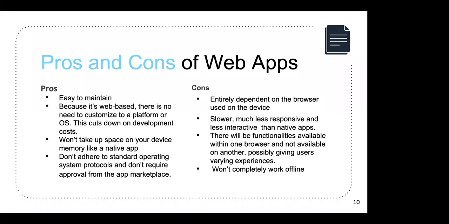And also, the main thing is that we don't need to adhere to standard operating system protocols and don't require approval from the app marketplace. If you are moving to native application development, we are creating a mobile application and we are publishing that mobile binary to the App Store or Play Store, we need to follow some steps and guidelines. Once they accept it, then we will be publishing it to the Play Store or App Store. But in this case, in web applications, we don't need to do that. We just simply need to publish it.